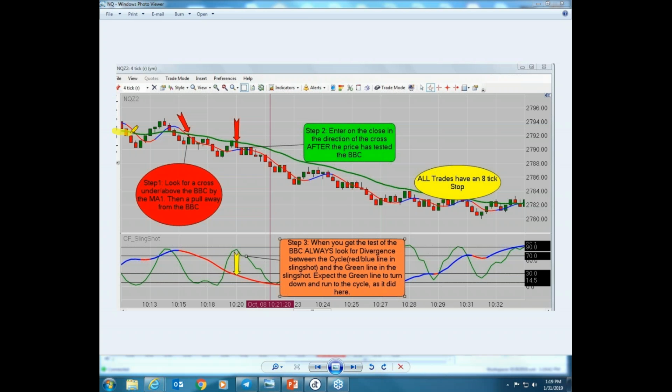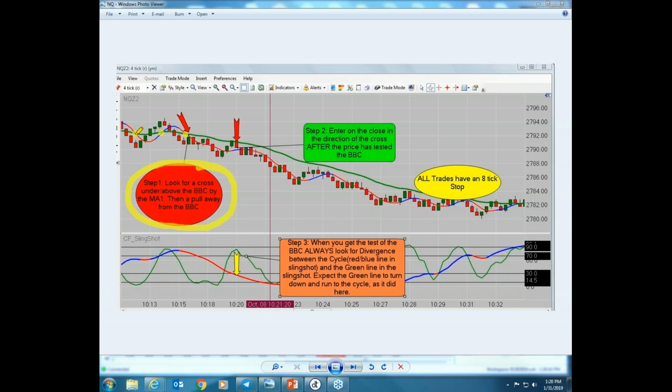The green line is referred to as the BBC. That is short for bullish and bearish cross. Together, the BBC and the MA1 make up step number one, which is this. When the MA1 crosses the BBC, that is step number one. There's three points here I just highlighted.